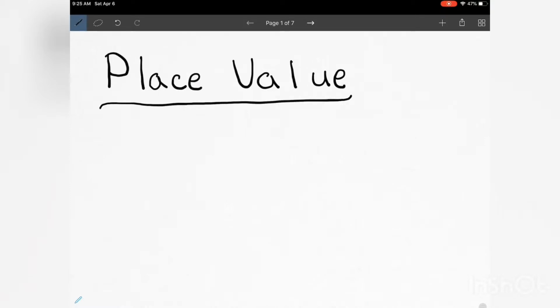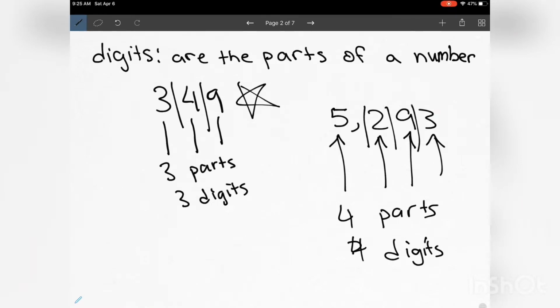Welcome to hundredths. Today we'll be looking at place value. Let's start with this one over here. What are digits? Digits are the part of the number. So let's look at what we did over here.